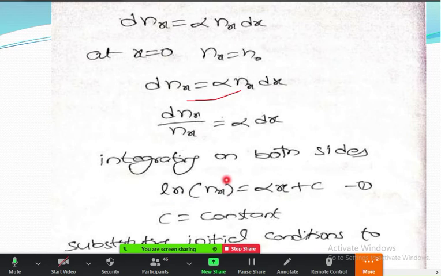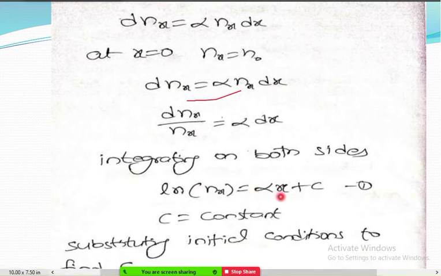So ln nx is equal to alpha x plus c. Here c is a constant. You have to find the constant c value by using initial conditions. Like in transients, we will find the c value using initial conditions, so substituting initial conditions to find c.